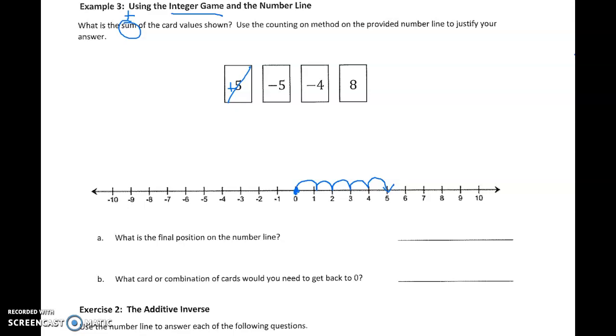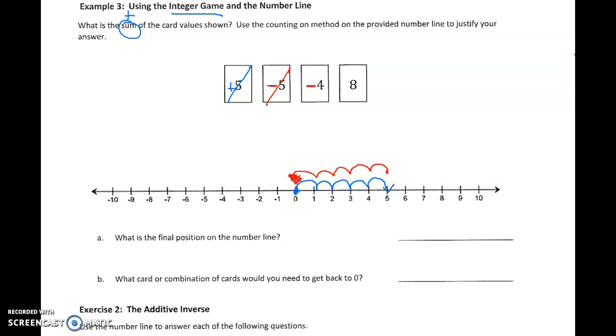But now I am going to move 5 units to the left because it's a negative sign, and I'm at 5 right here. So if I come up, I now have to go 5 units to the left. 1, 2, 3, 4, 5. So after I complete this movement, sorry, that's a very sloppy arrow, I'm back at 0. So now I'm going to go to the next integer card here.